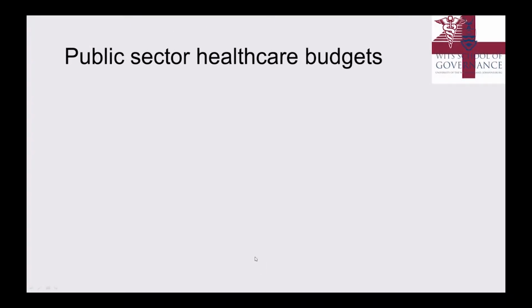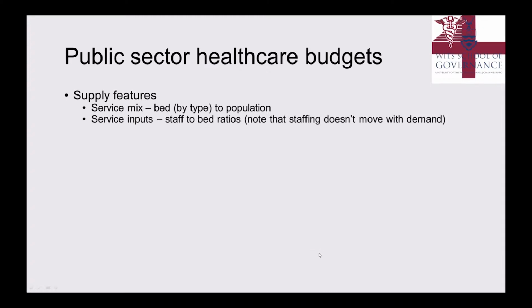So let's look, for example, at the public health care budgets. If we break it down between supply and demand features, under supply we've got, for instance, the service mix. That would be important. That is your bed by type to population. So is it a cardiothoracic bed? Is it a surgical bed? Is it a general bed? Is it a day bed? Is it an inpatient bed? Is it a critical care bed? That mix has a very important cost element, and you will design it in relation to population, and that will give you a cost structure.